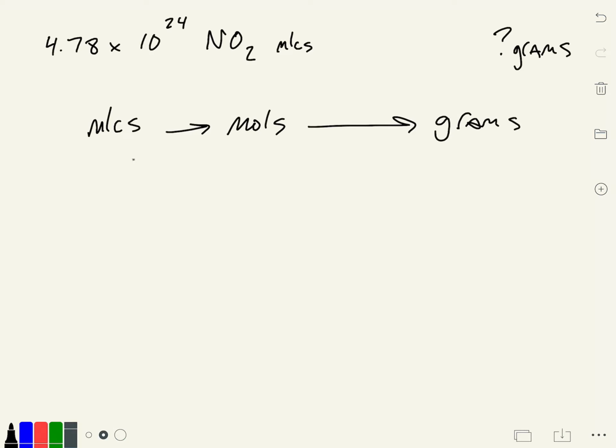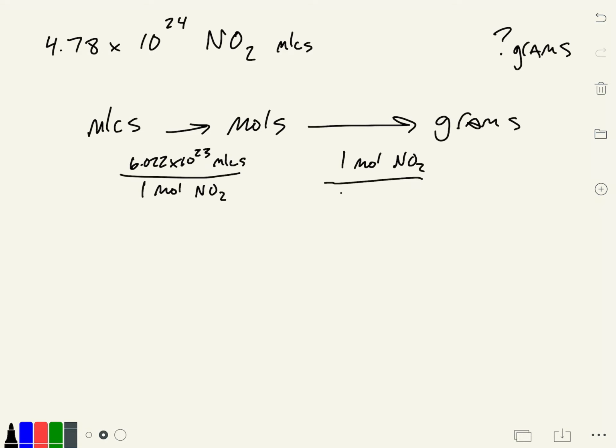Now let's lay out what we know. Avogadro's number is that there are 6.022 × 10^23 molecules, or elephants, or whatever, anything, in 1 mole of NO2. For the other conversion, moles to grams, we know that 1 mole of NO2 contains 1 mole of N and 2 moles of O. If you look at the periodic table, you add 14.01 plus 15.999 plus 15.999, you get 46.01 grams.